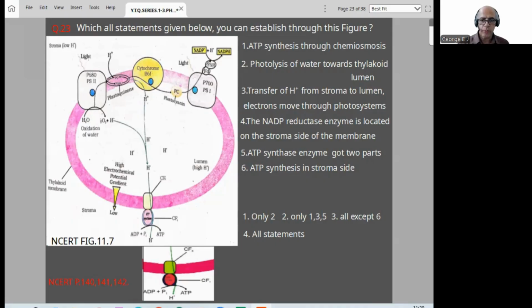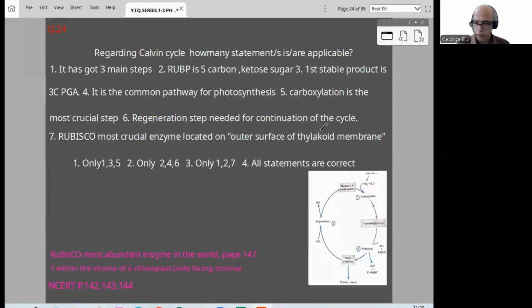The ATP synthase enzyme has 2 parts, F0 and F1, and ATP synthesis occurs on the stroma side. So we can see this is the stroma side. All statements are correct. So option-wise it is 4. This part I enlarged here, so it will be easy for you. So 23, it is 4.